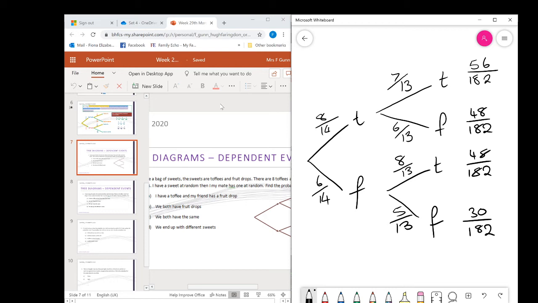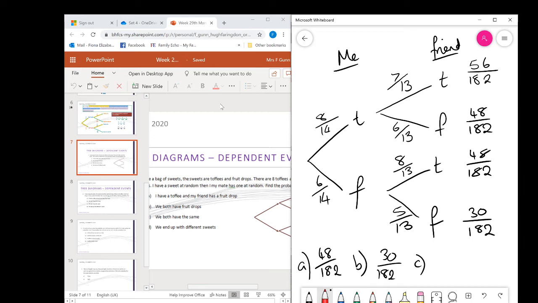So I have a toffee and my friend has, so that's me. I didn't label my events. Me, and that's my friend. Okay, so what's the probability I have a toffee and my friend has a fruit drop? 48 over 182. So that was A, 48 over 182. B, we both have fruit drops, so fruit drop and a fruit drop, 30 over 182. C, we both have the same, so the same would be that one and that one, because that's toffee and toffee, or fruit and fruit. So 56 plus 30, so that's going to be 86 over 182.